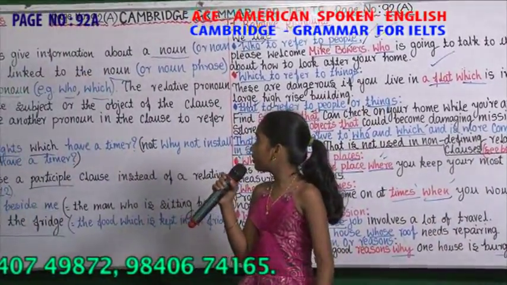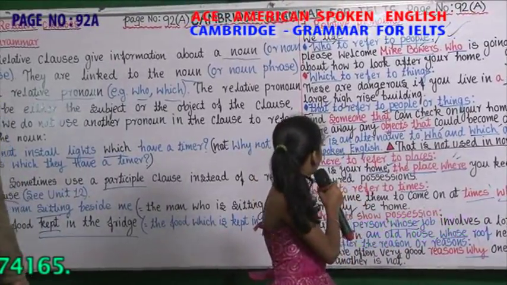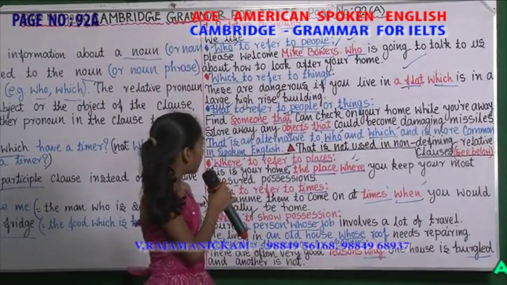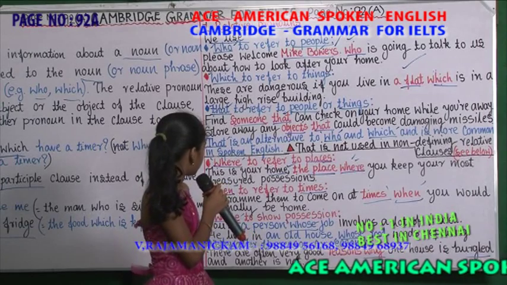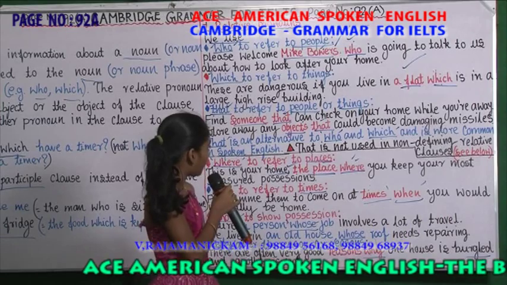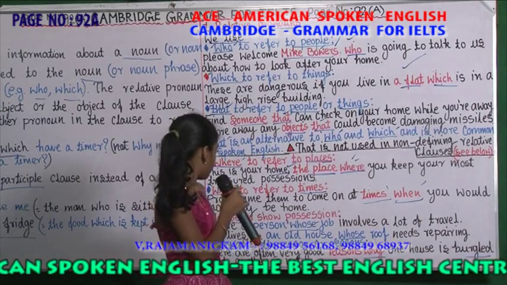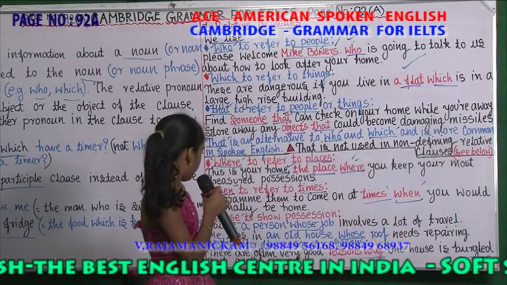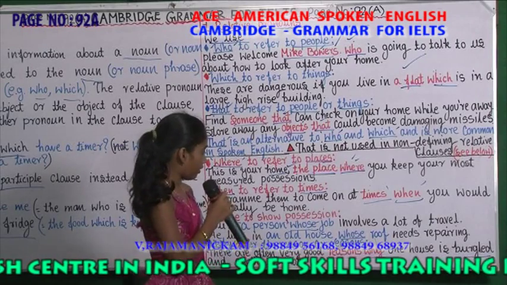I understood what is meant by relative clauses. Relative pronouns: who to refer to people, which to refer to things, that to refer to people or things. Where to refer to places, when to refer to times, whose to show possession, why after the reason or reasons.